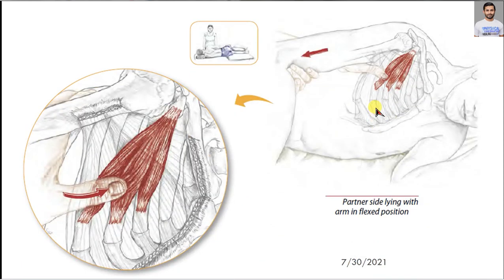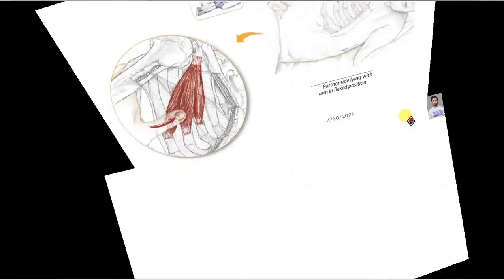Because this muscle can elevate the ribs or depress the shoulder, shoulder depression can be resisted to feel for the contracting fibers of the pectoralis minor muscle.